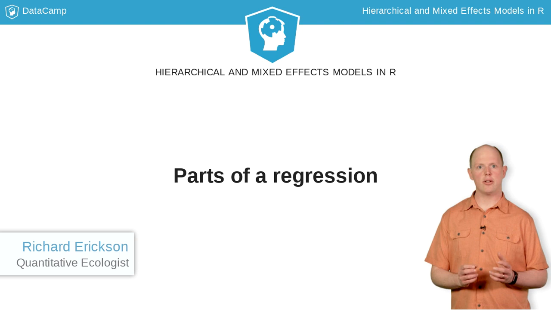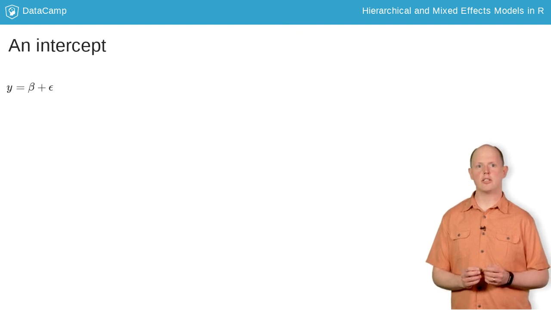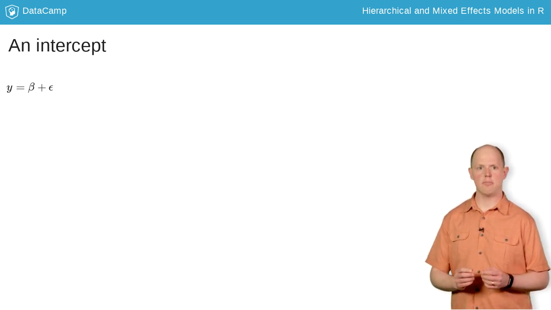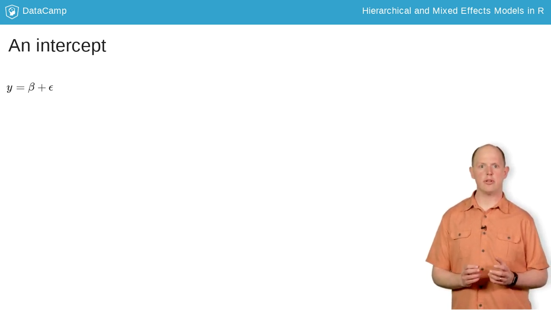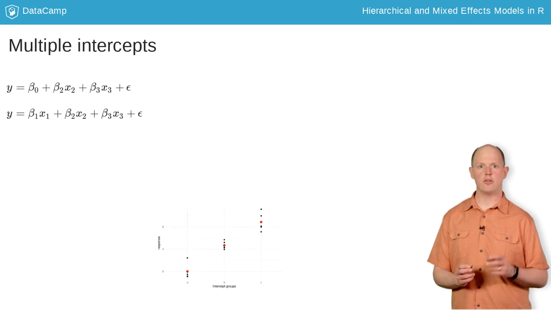In the most basic model, we examine the mean across all groups. The name for this term, beta, is the intercept. We also include an error term, epsilon. For the models with multiple intercepts, we can structure the model two ways. First, we can use a global intercept beta naught and then model the effects of groups 2 and 3 compared to the global intercept. Second, we can model each group as its own intercept.